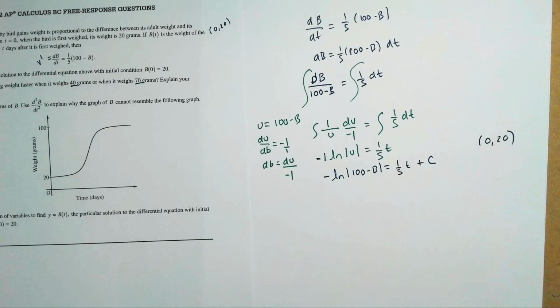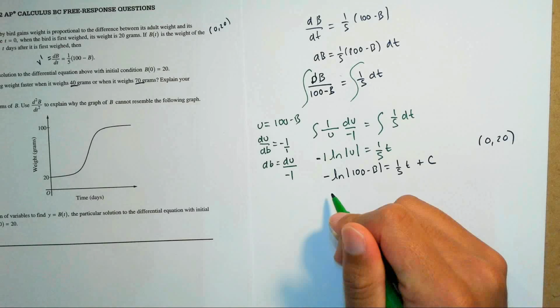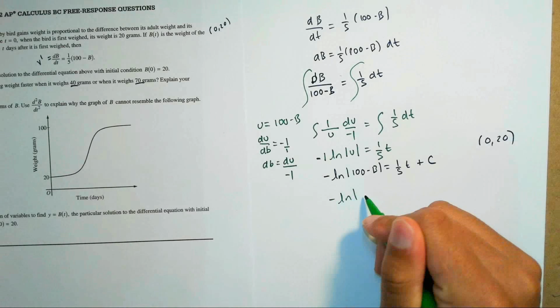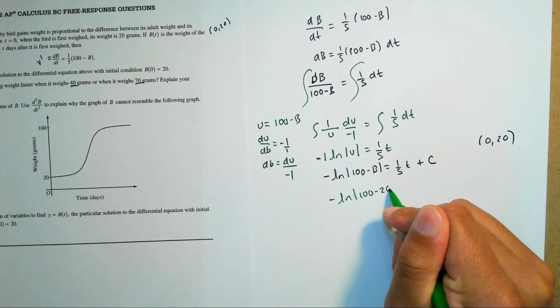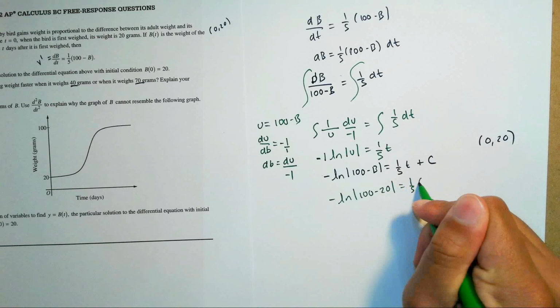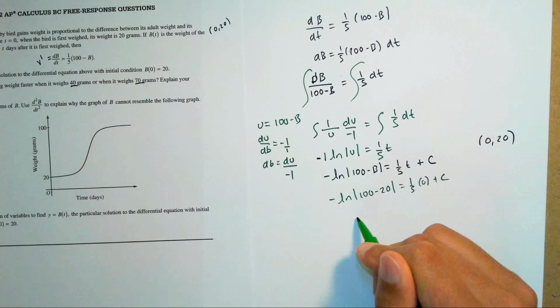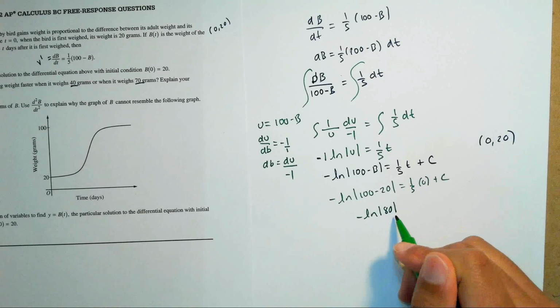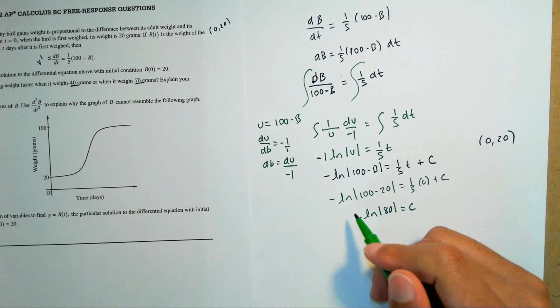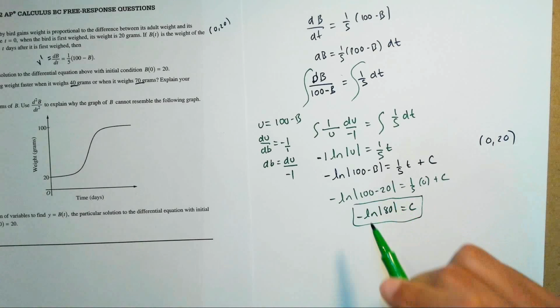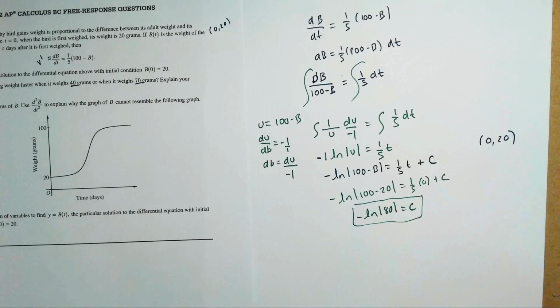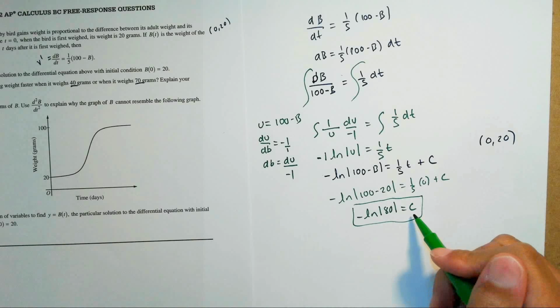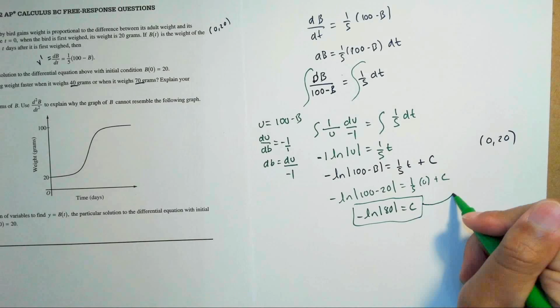So what you're going to do is plug in 0 and 20 into your equation, which is going to be negative ln absolute value of 100 minus 20 equals 1/5 times 0 plus c. And when you work it out, you're going to get negative ln absolute value of 80, which you can lose the absolute value now because you know 80 is a positive number, is equal to c. And this is your c. And if you're able to find that, then that's going to let us know. But remember, particular solution is not just finding c, it's taking this c and plugging it into here.